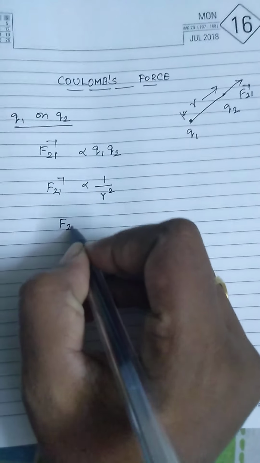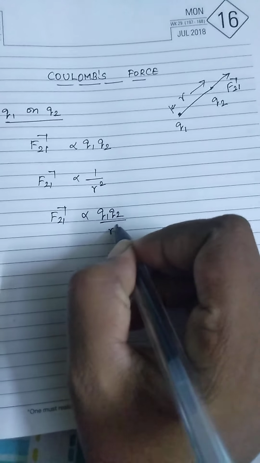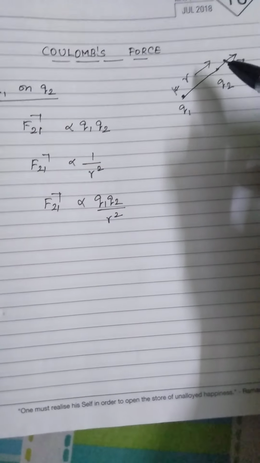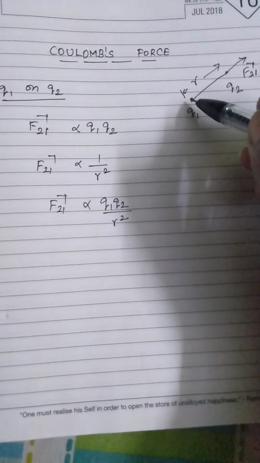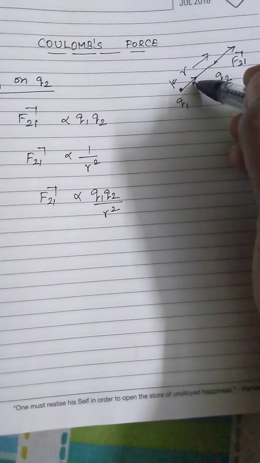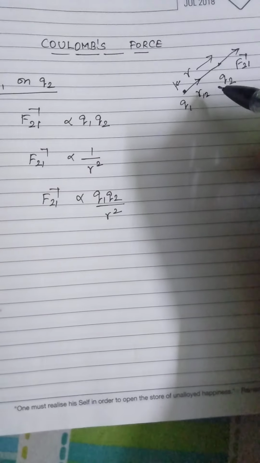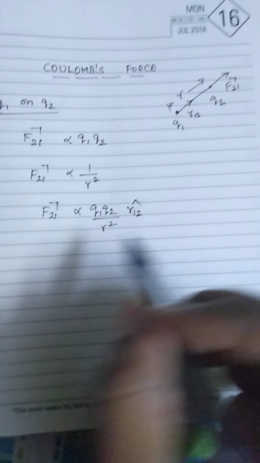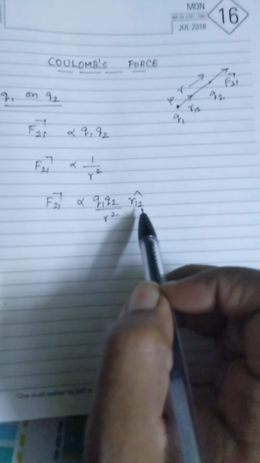If I combine both, what will I get? F21 vector is directly proportional to Q1 into Q2 divided by r squared. As it's a vector quantity, I need to be very careful about the unit vector also. Here I am taking a general term, r vector as a unit vector, r cap, from Q1 to Q2. What will be the direction of the unit vector? It starts from 1 and ends at 2, so r12 cap is the direction of the unit vector. When you take the force on 2 due to 1, you need to take r12 cap here. 2 1 means 1 2.